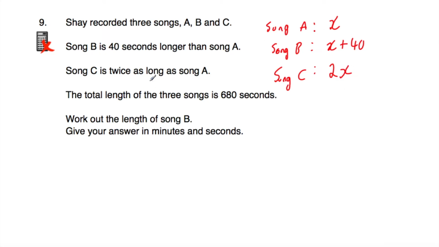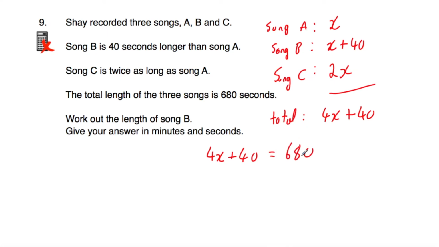Okay, we're then told that the total length of the 3 songs is equal to 680 seconds. So let's add together these algebraic expressions to find the total. Okay, so let's add together the x's. x plus x is 2x, plus another 2x is 4x. And then we've got our plus 40. So if we add together these algebraic expressions, we get 4x plus 40. Now we're told the total length of the songs is 680 seconds. So 4x plus 40 is equal to 680 seconds. That's an equation. And then once we get this equation, we can solve it. We can find x, which is the length of song A, and then we can figure out the length of song B. So let's solve this equation.